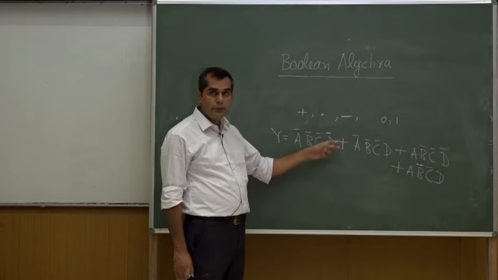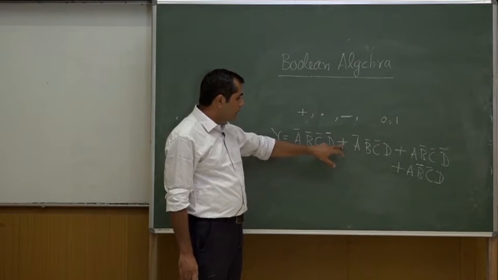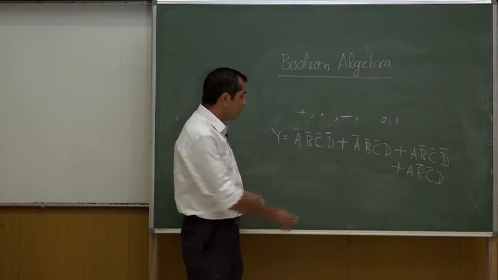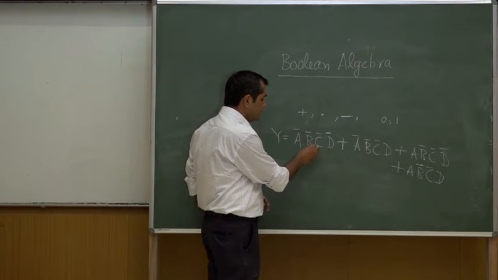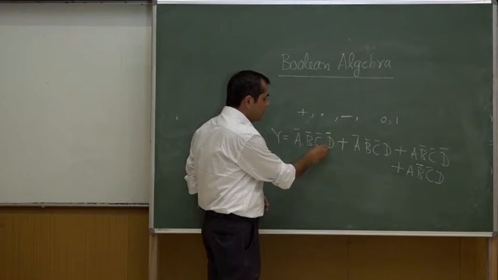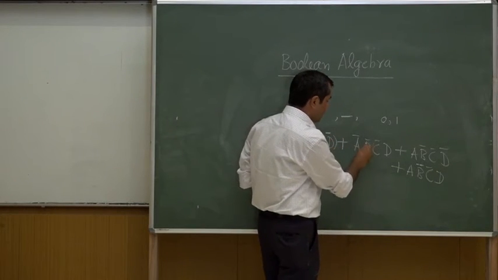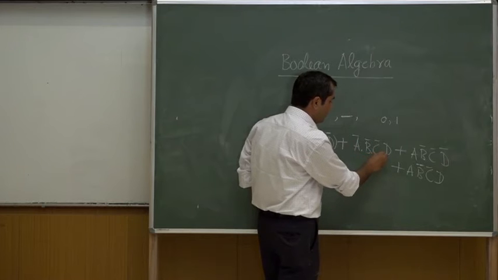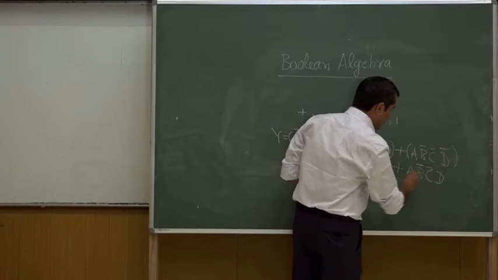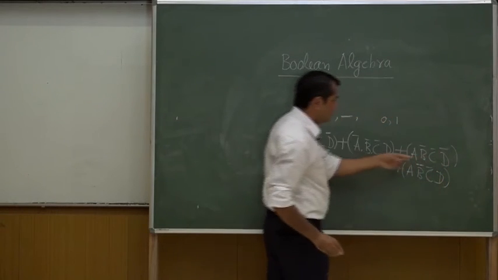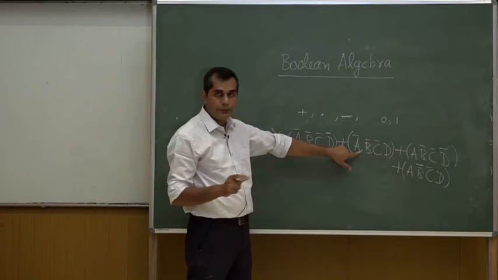Few operators are used. We have the OR operation here, and the AND operation is also there, but it is not shown here. Basically, a, b, c, d means a dot b dot c dot d in brackets, then complement A, complement B, complement C, D in brackets. If no operator is shown, it simply means multiplication.